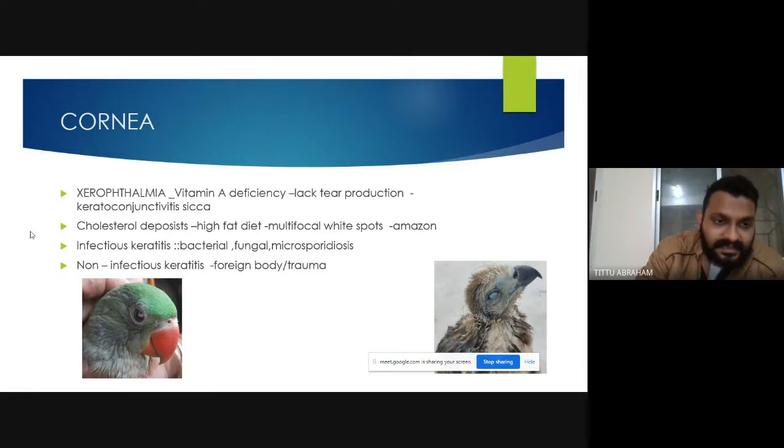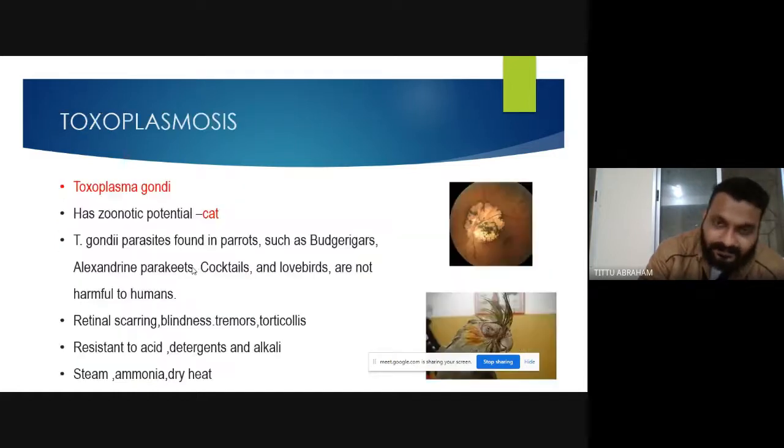So next one is the non-infectious. If some kind of foreign body, as I said earlier, some kind of husk of these Italian millets or rusted iron particles or something can cause trauma. It may cause corneal opacity or corneal ulcer.